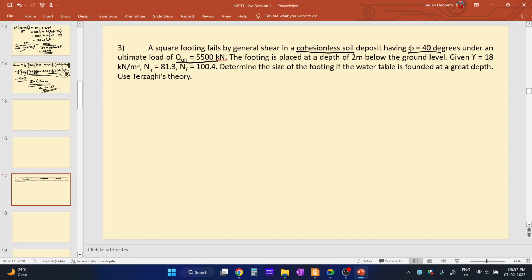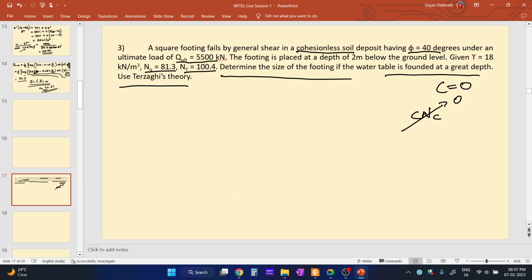So since this is a complete cohesionless soil, there is no C. That means C equal to 0. So that means this CNC part will be 0 totally. That is why there is no NC. Only NQ and N gamma are given. Determine the size of the footing if the water table is found at a great depth. Use Terzaghi's theory. Okay.